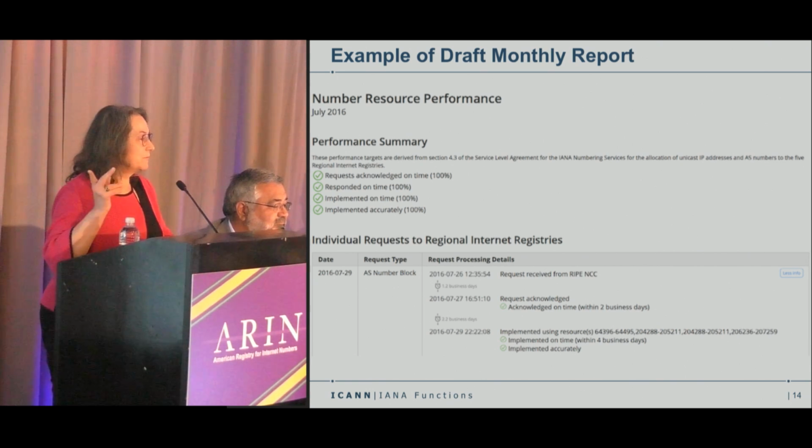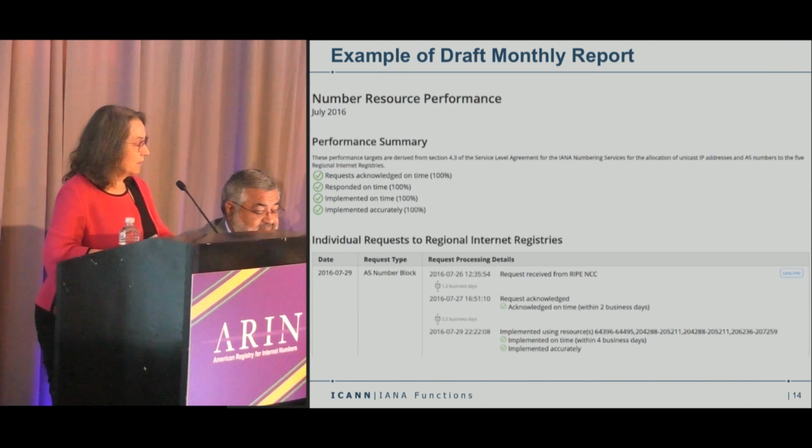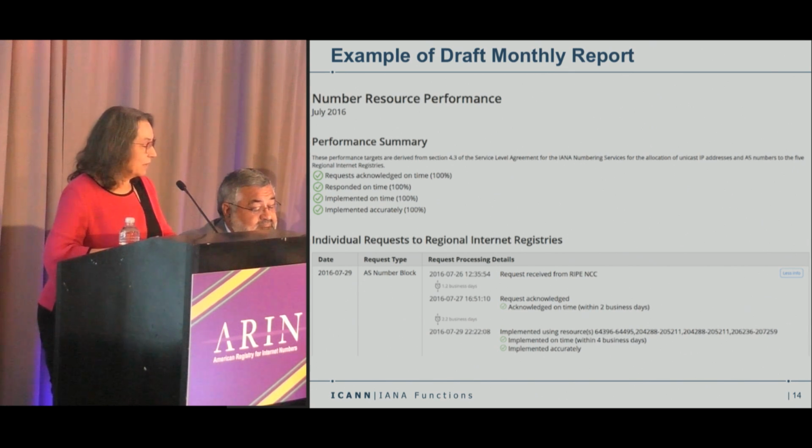As you see, the date on this sample is July 2016. So this isn't the one they'll get on April 15th. They'll get one that covers the month of March. But this is the kind of report we've proposed, which says that we've met the SLA for acknowledgement on time, that we got the request, that we responded on time, that we implemented on time, and that we implemented it as requested. And it shows here we had an autonomous system number request in July. We have not had any requests in October, November, December, nor January.